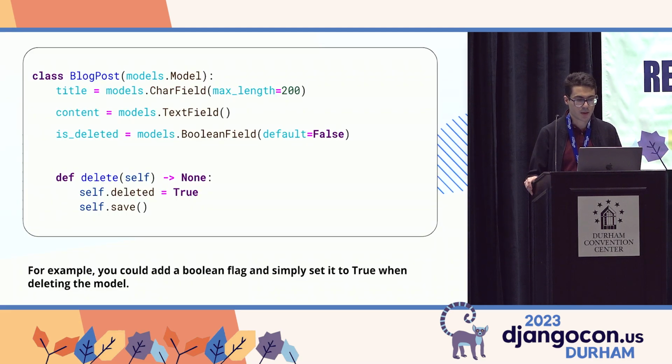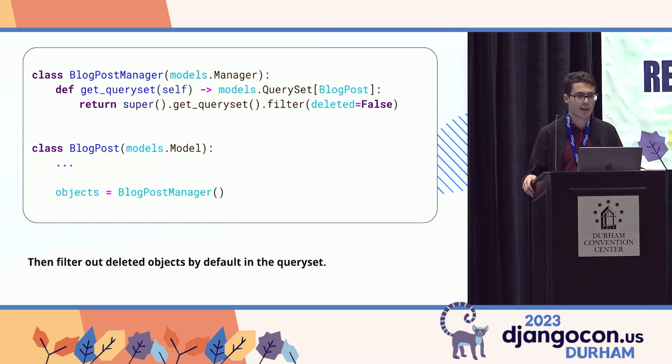So let's say we have blog posts, right? And let's say we want to soft delete this model, right? So maybe we want to give users the ability to restore deleted blog posts, right? And we can just have a deleted field. It defaults to false. We override the delete method, and instead of doing an actual delete, it does a save and just sets this field to true, right? So at this point, we can then override the base manager, create our own blog post manager, and override get_queryset, and then just filter on non-deleted blog posts, right?